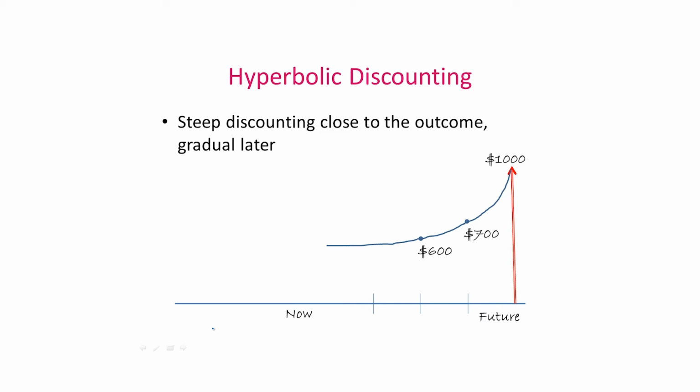In this particular discounting function, there is steep discounting close to the outcome and gradual discounting further away in time. This is called a hyperbolic discounting function. Hyperbolic functions help us understand reversals in preferences as a function of time.